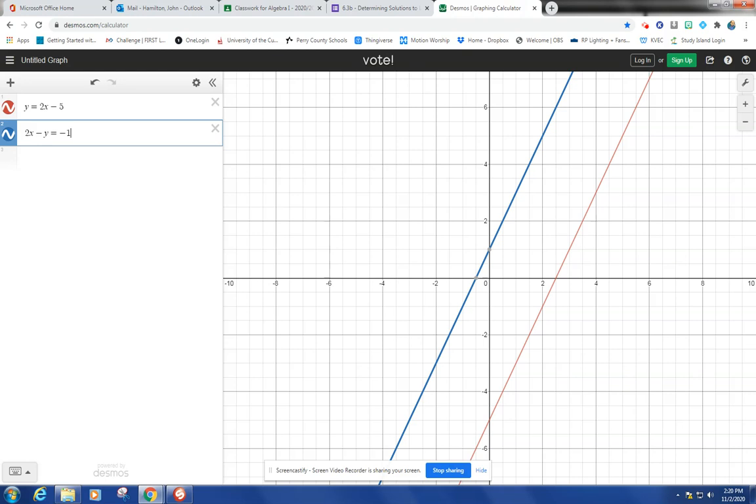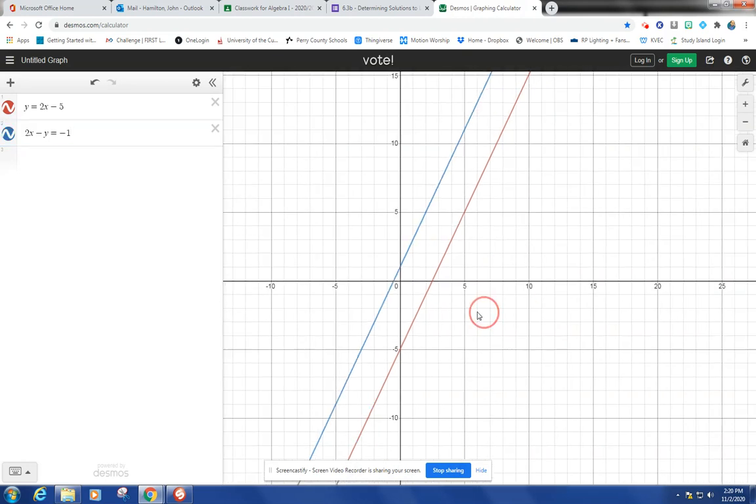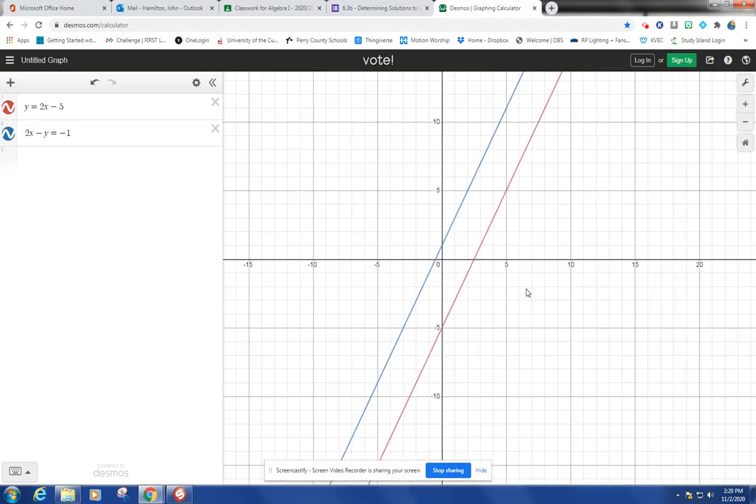And all of a sudden you see here that I have a line, and it almost looks like parallel lines. As a matter of fact, I'm going to zoom it out just so we can see. And you can see that that is absolutely parallel lines.